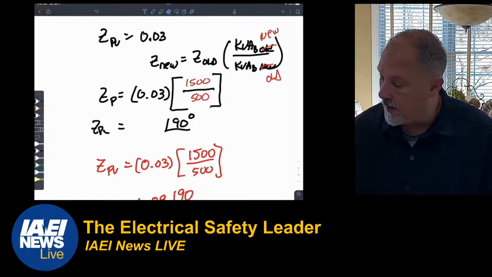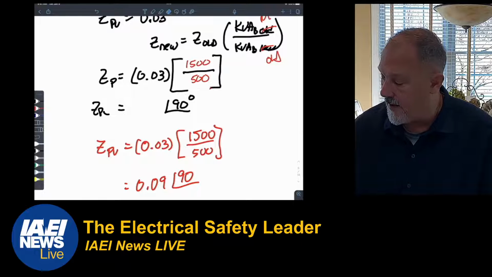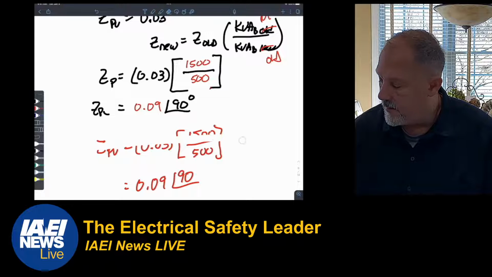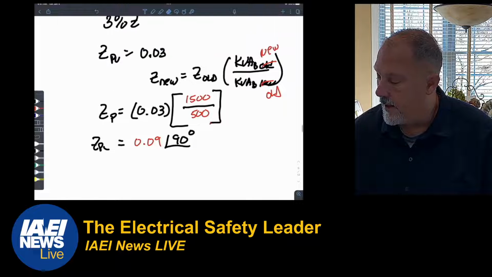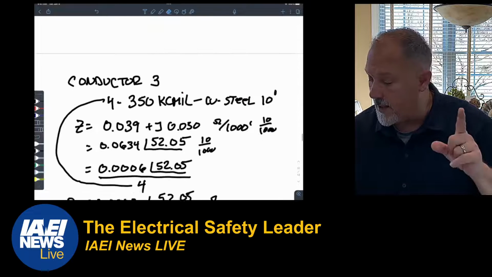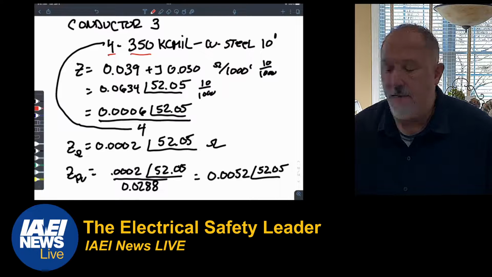So 0.03 times 1500 over 500 is 0.09 at an angle of 90 degrees. Let's get rid of all of this. All right, so those are our base. Oh, and then we have one more conductor, conductor 3. We have 4 350 kcmil, copper steel, 10 foot.